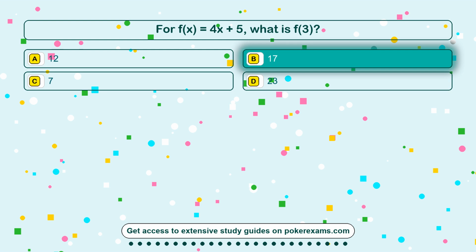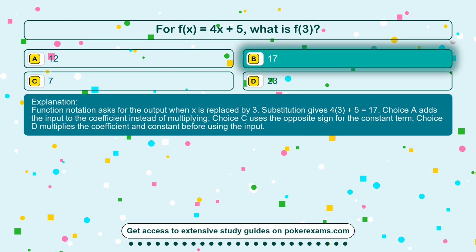The correct answer is option B, 17. Function notation asks for the output when x is replaced by 3. Substitution gives 4 times 3 plus 5 equals 17. Choice A adds the input to the coefficient instead of multiplying. Choice C uses the opposite sign for the constant term. Choice D multiplies the coefficient and constant before using the input.